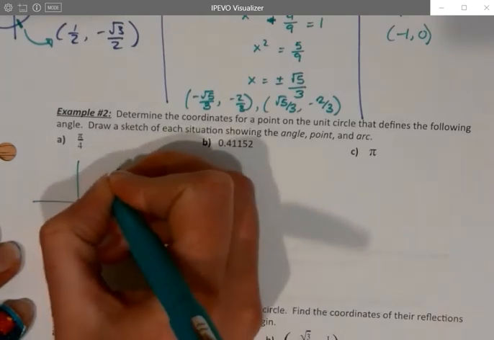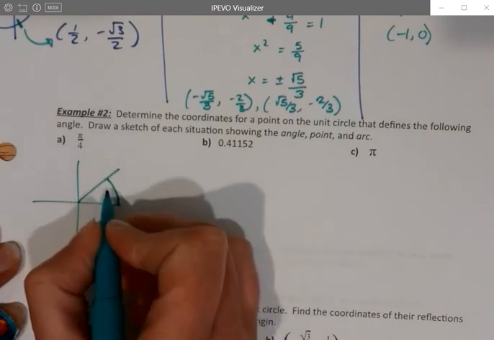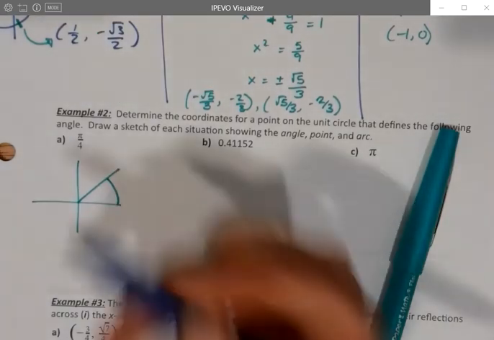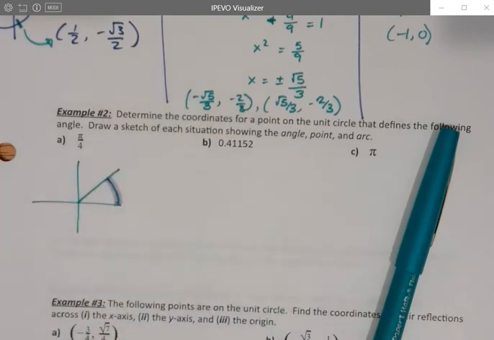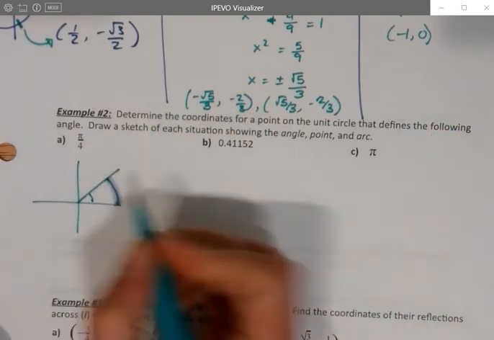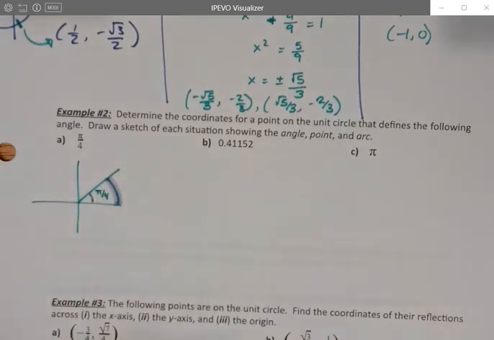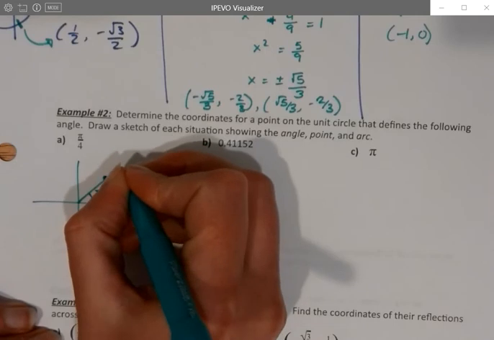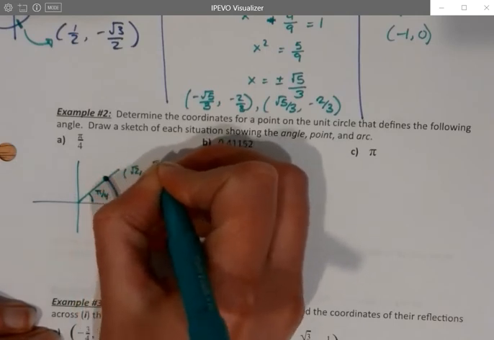So on the unit circle, let's say that would be pi fourths as an angle. So I have the arc, and I have the angle. The angle is pi fourths. And then I know the point, since this one is on the unit circle, is square root of 2 over 2. This is one of the ones we memorized, square root of 2 over 2.